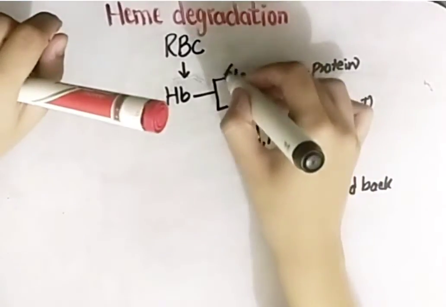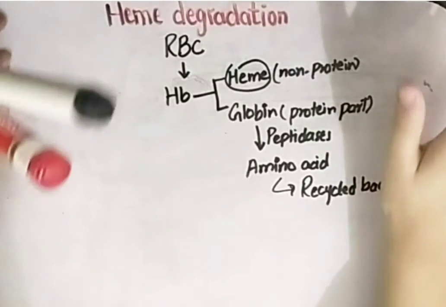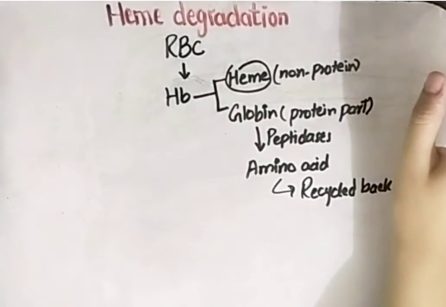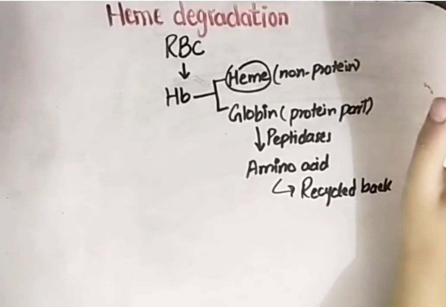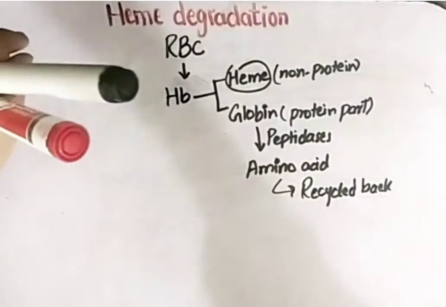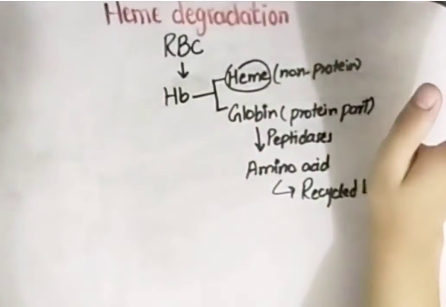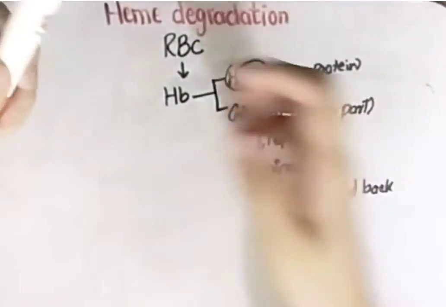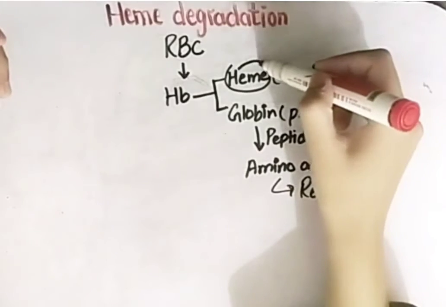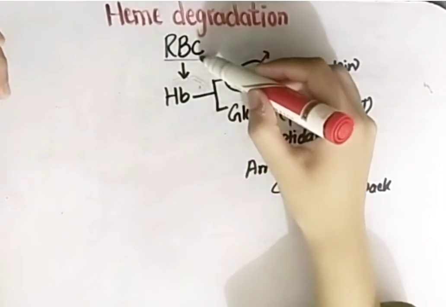What happens to this heme portion? Firstly, be clear about the heme portion. It's a non-protein part. It's a prosthetic group which is attached to the hemoglobin. Hemoglobin is a protein part and heme is a non-protein part. When a non-protein part is covalently or tightly bound to the protein part, it is referred to as a prosthetic group. So heme is basically a prosthetic group of hemoglobin, and 85% of the heme which is degraded is from the hemoglobin present in RBCs.